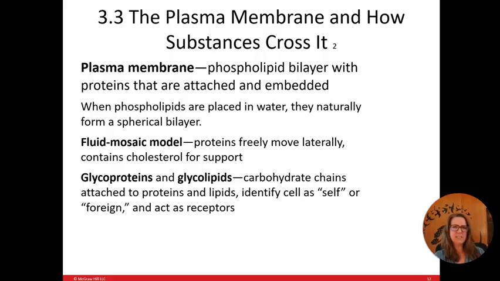Okay, so let's take a look. Plasma membrane, you already know a little bit about it. It is going to be selective.